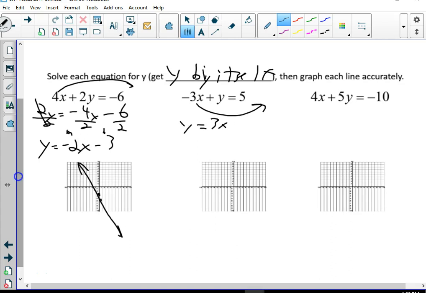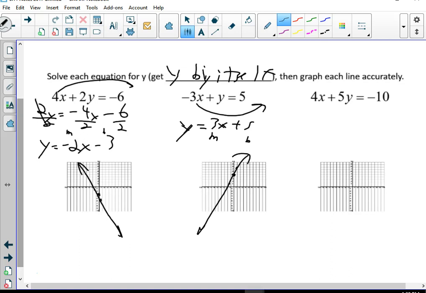Y equals 3x plus 5. So here's my m, here's my b. I'm going to begin at 5. My slope is going to be up 3, right 1. Then I'm off the chart. So instead, I'm going to go down 3, left 1, and draw my line there. So up and right is the same as down and left, and it should stay on the same slope.